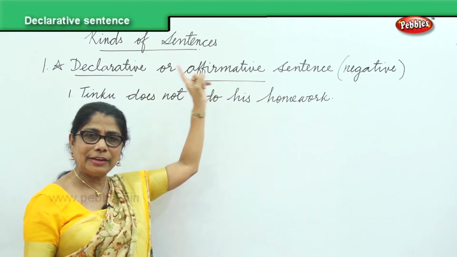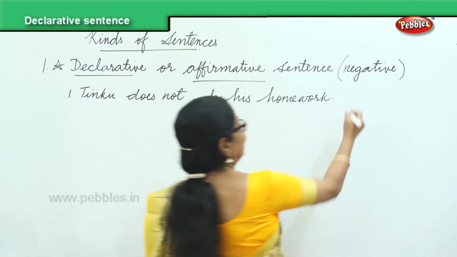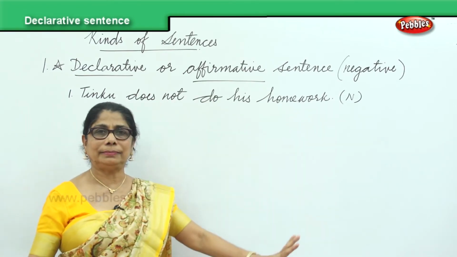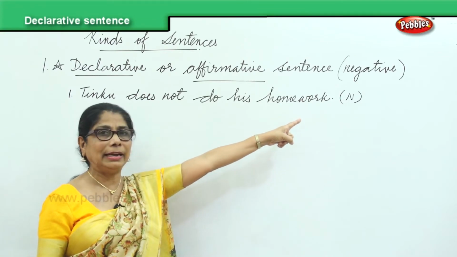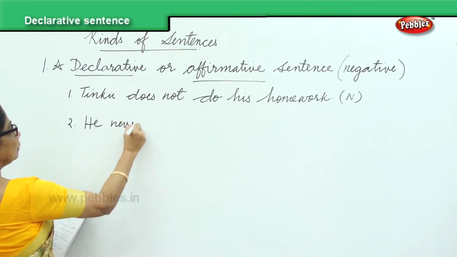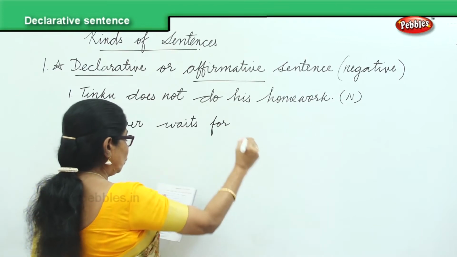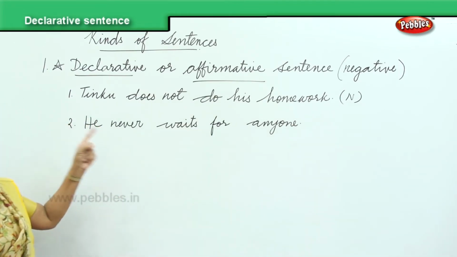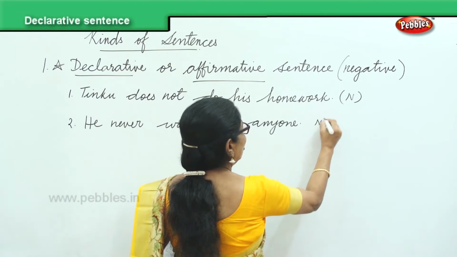Now, I said declarative, affirmative can be positive or negative. Now, is this a negative sentence or a positive sentence? Yes, it is a negative. Now, how will we change the negative into positive? Tinku does his homework. It's a declarative or affirmative, positive sentence. Tinku does not do his homework. It's a negative sentence. We'll take another sentence now. He never waits for anyone. Now, it's a declarative, affirmative sentence. What kind of sentence? He never waits. So, it's a negative, declarative or affirmative sentence.